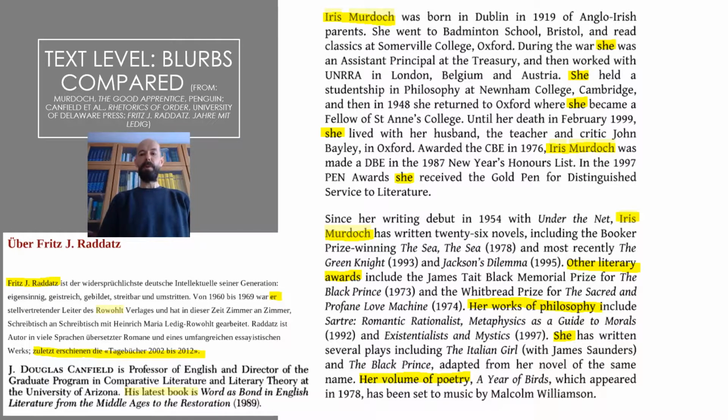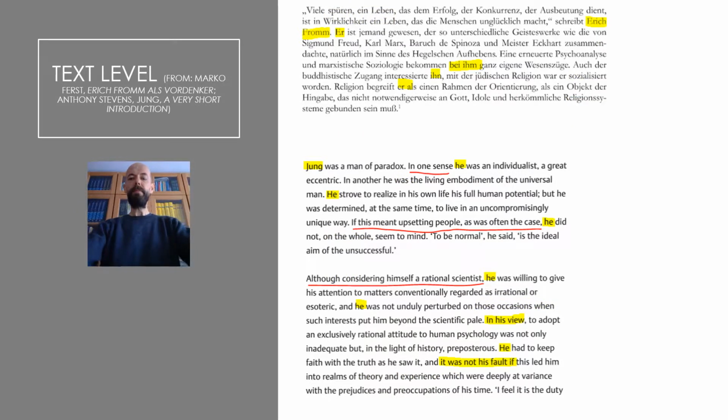Let's look at another example. Now here we have, this is not a blurb, but a general text, an introduction to a book about Jung in English and a book about Fromm, two psychoanalysts who were quite famous in the 20th century. And if we look at the Fromm text first, perhaps, we find a consistent theme in the second sentence. So "schreibt Erich Fromm", there's a quote from Erich Fromm first, and then it says, "schreibt Erich Fromm".